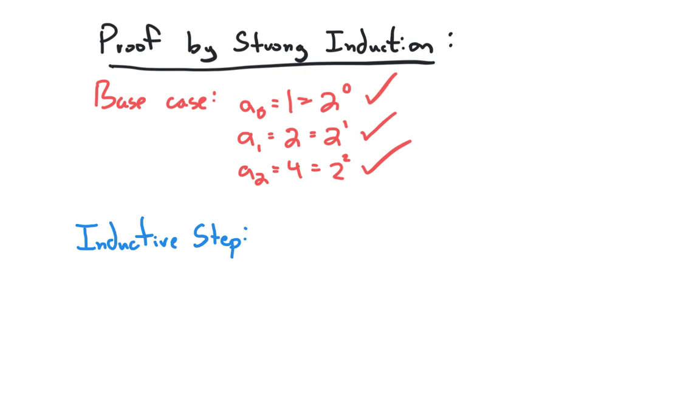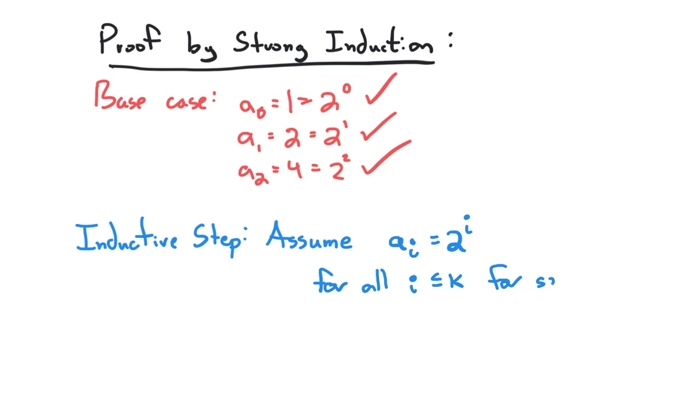So remember, we're doing strong induction here, so we're going to assume that our relation holds for some value k and all values below that. So we're going to assume that a_i equals 2 to the i for all i less than or equal to, let's say, k for some k. So we're going to say this holds for a_k, a_(k-1), a_(k-2), and below. And we want to show that a_(k+1) is indeed 2 to the k+1. So the next biggest one that isn't covered by our strong induction.